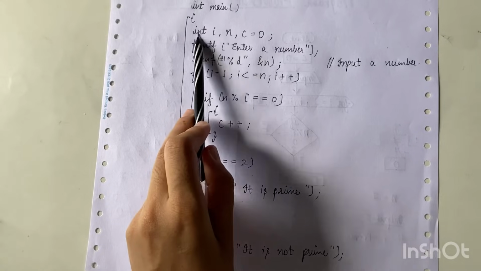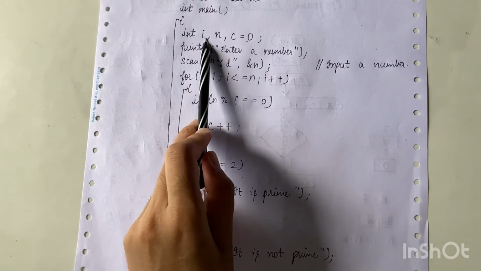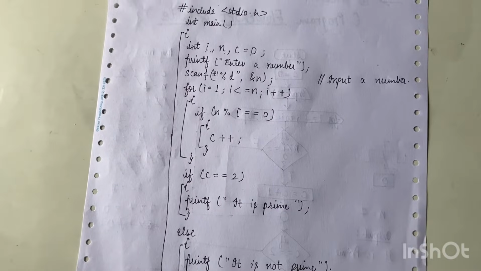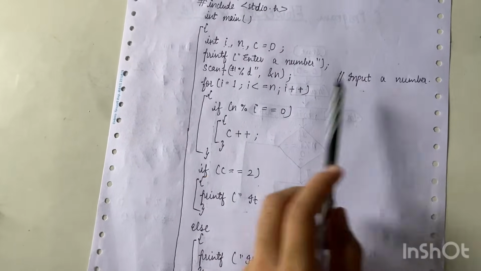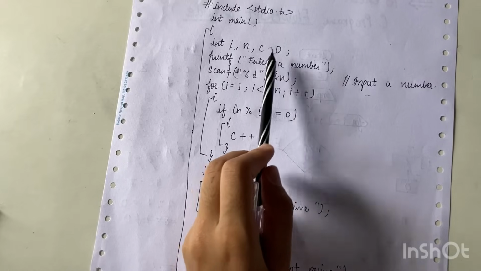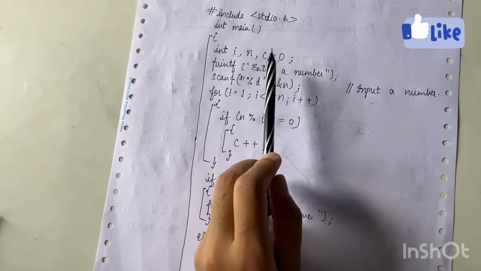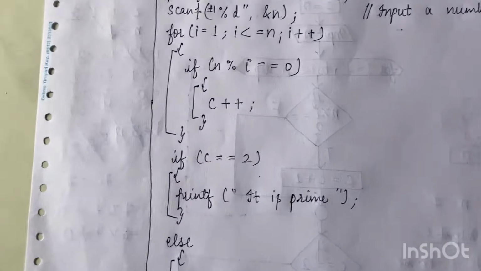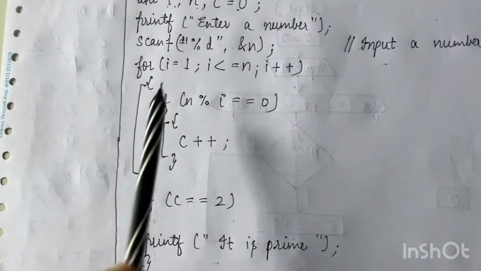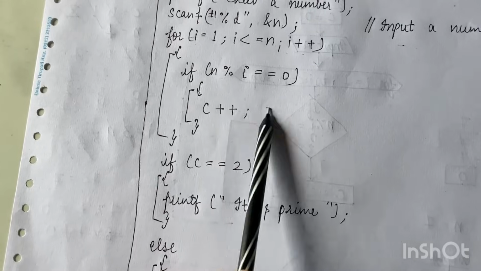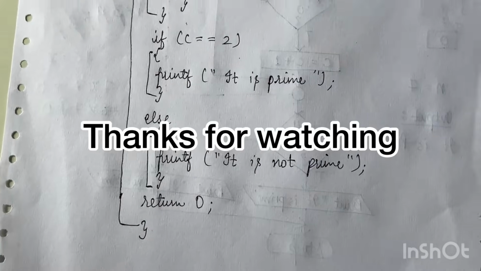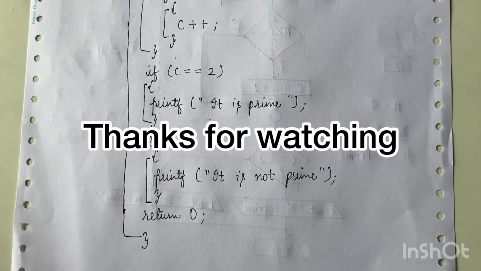We have declared the variables first, i for the loop, n for storing the number that the user will input. Here we have scanned the value of n, and the flag value, or the counter we can say, is 0. So the loop here, I've discussed in the dry run how this loop works, and this if condition, if this c is equal to 2, then we will give the command it is prime, otherwise it is not prime.